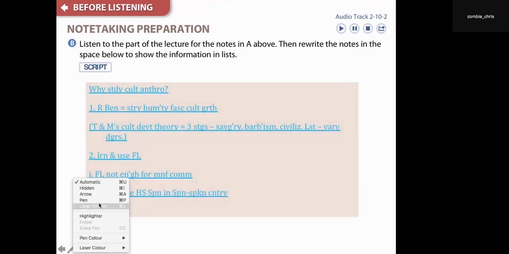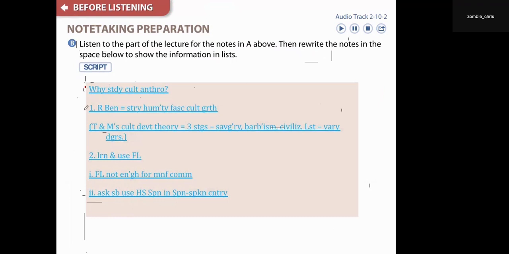So just to show you what I would do here, we go down the page, one idea for each line. Each line is just one idea. And we use numbers to signify the main ideas. Then we can use Roman numerals or letters to show the relationship of the minor ideas with the major ideas.